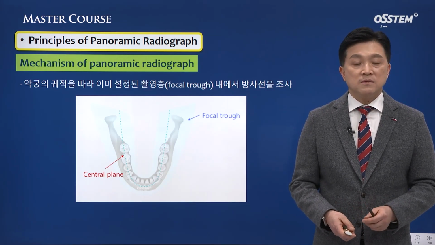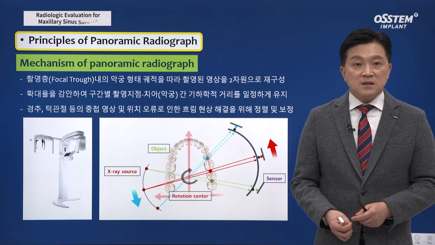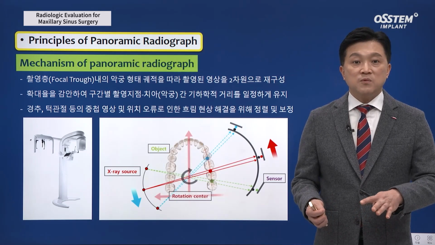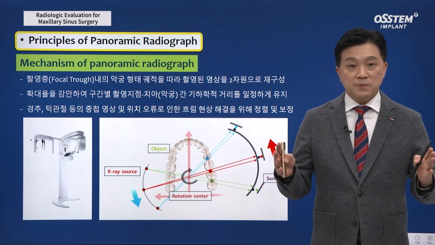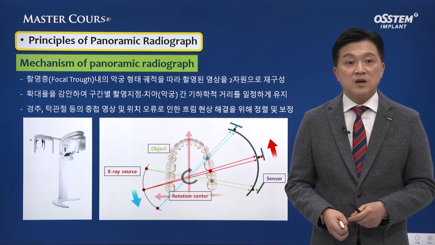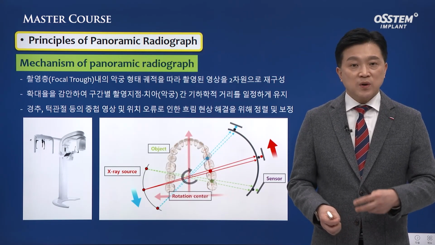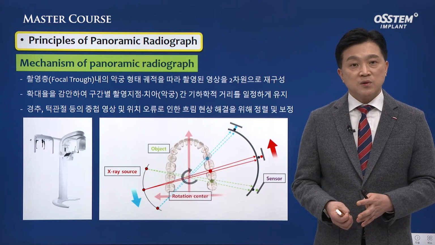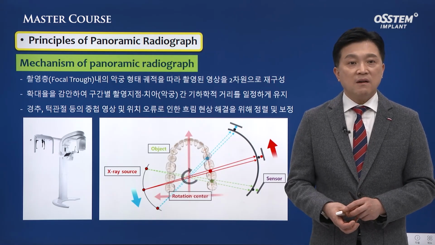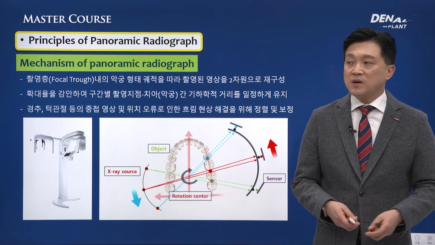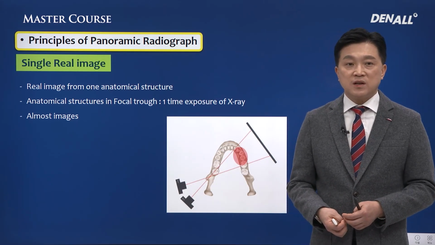It has a rotation center. The subject stays in still position and a film and the X-ray source rotates as the image is taken. Rotation center can be 1 or 2. The rotation center itself slides and changes, and images can be taken in various ways. Single real image is what we can gain frequently.